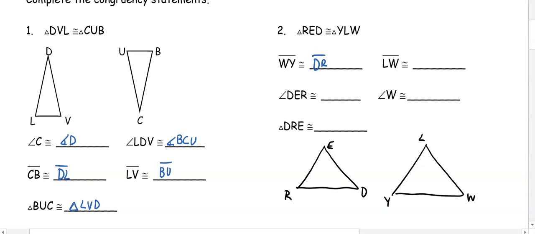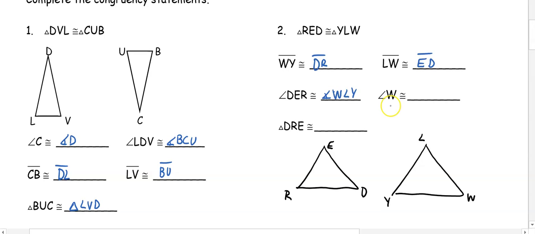Segment LW is the second and third letter, so we need the second and third letter of the other triangle, ED. Then we have angle DER. So angle DER is going to match with WLY. We are just reversing both names.